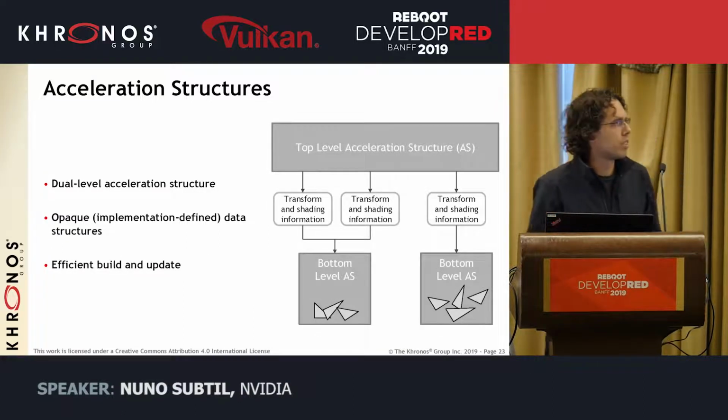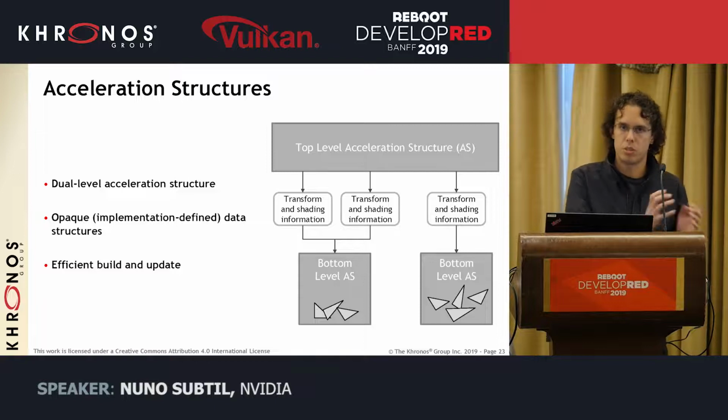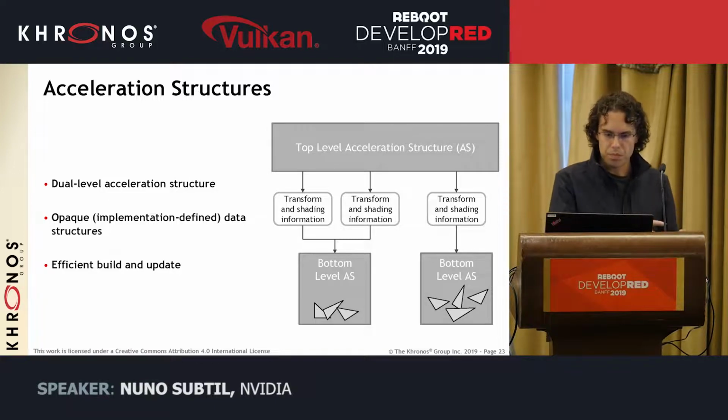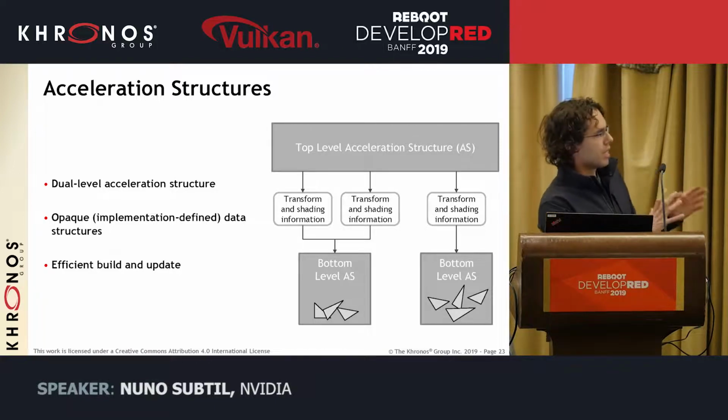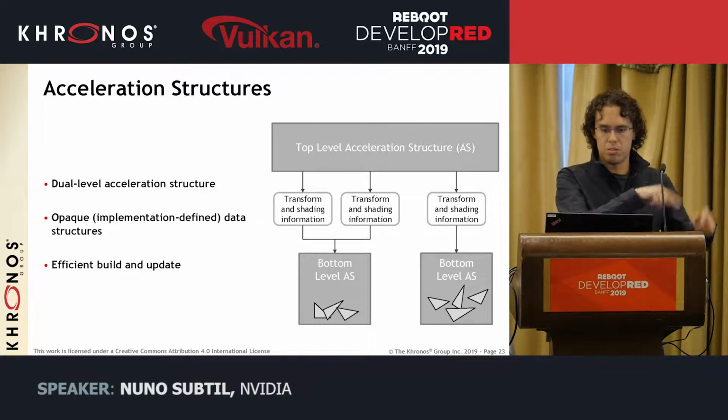And what we're exposing is a dual-level acceleration structure, where you have your bottom-level nodes that contain actual geometry, your triangles, and these are collected into a top-level node, where the top-level node has pointers to bottom-level nodes, and each pointer has some information associated with it for transform and shading.